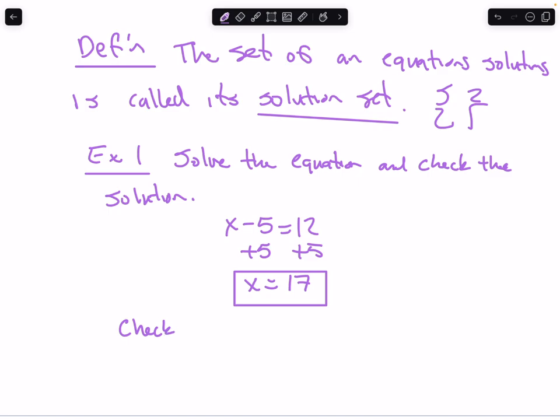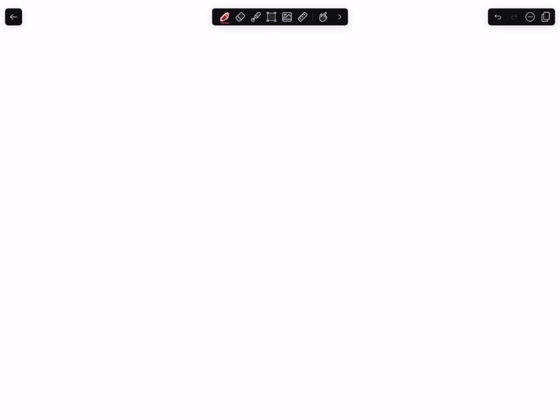The addition property of equality says that if I add something to one side, if I want the equation to have the same solution, I need to then add it to the other side. So x minus 5 plus 5 is just x, and 12 plus 5 is 17. So our solution is x equals 17. Now we need to check that solution. If we plug in 17 for x and subtract 5, we get 12, which is exactly what we started with. So x equals 17 works as a solution. And that's how you use the addition property of equality to solve an equation. Let's try another example.